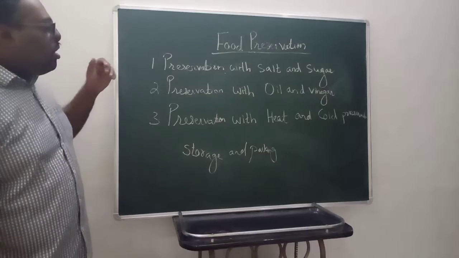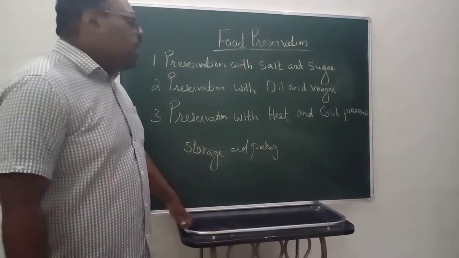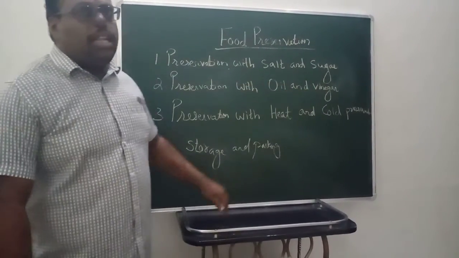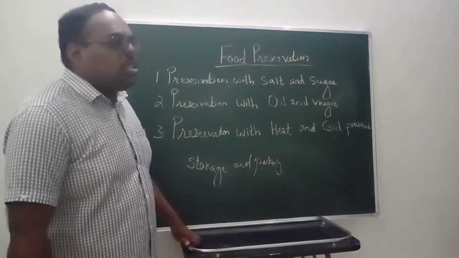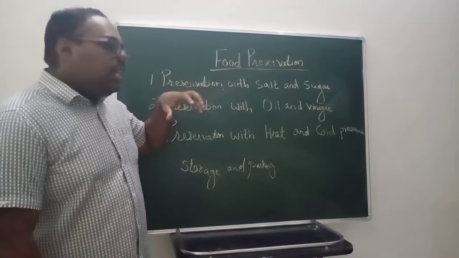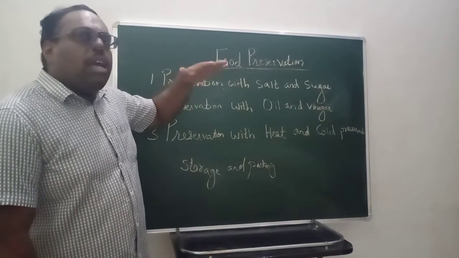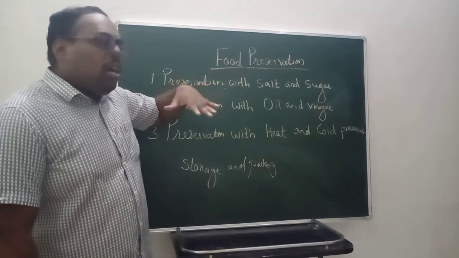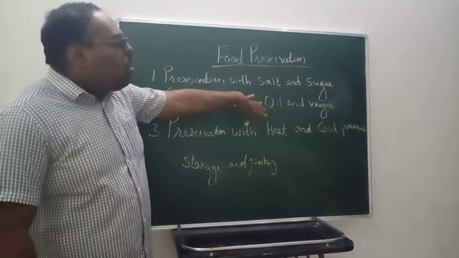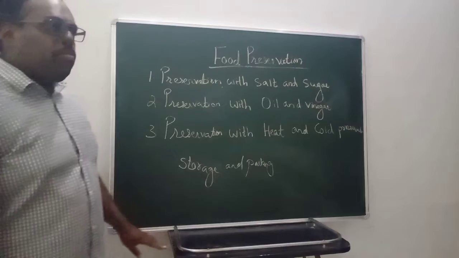Number two is oil and vinegar, and it is very common in India. When we make pickles, we use oil and vinegar. Whenever we make pickles, we add a little more oil inside the storing container, so that the oil will not allow air to come in contact with the food material. On the surface of the oil, organisms can't grow. In the same way, vinegar does the same thing.